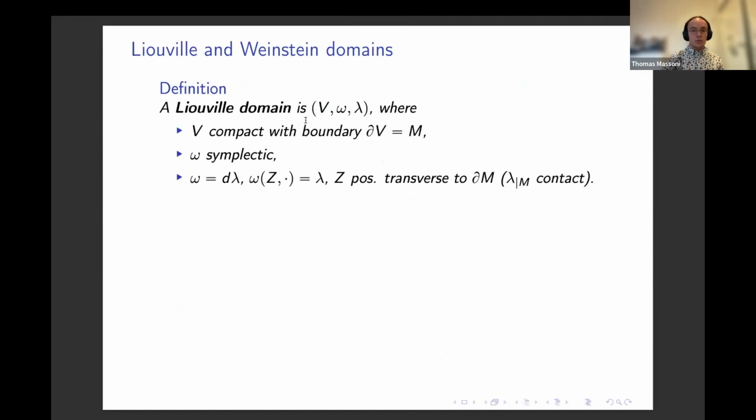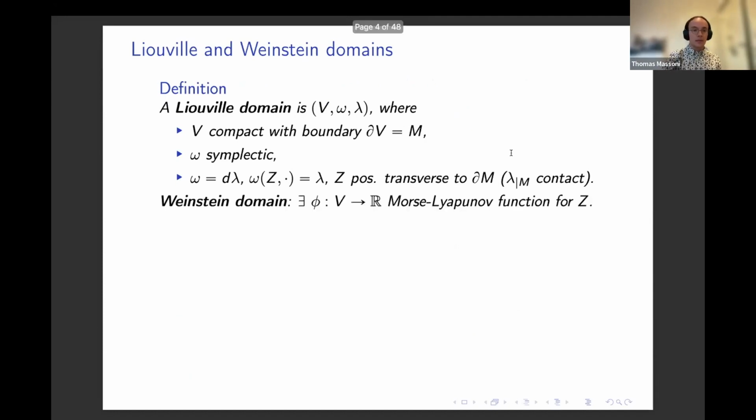So it's a triple made of a compact manifold with boundary together with a symplectic form that is exact. And when you have a one-form lambda like this, you can dualize it through the symplectic form and get to what's called the Liouville vector field. And we want it to be positively transverse to the boundary, or alternatively, lambda restricted to the boundary is contact. And among these Liouville domains are very nice ones called Weinstein domains. And for those, there is an extra piece of data, which is a Morse-Lyapunov function for the Liouville vector field. And in particular, the Liouville vector field has very nice dynamical properties.